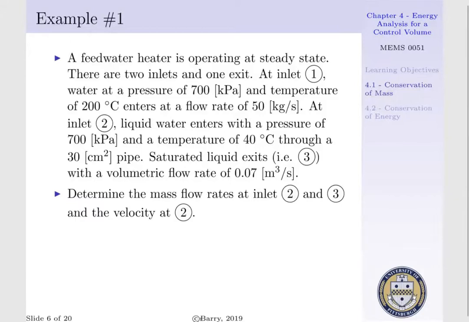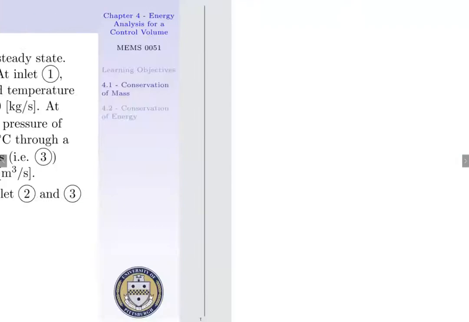At inlet 2, liquid water enters with a pressure of 700 kPa and a temperature of 40 degrees centigrade through a 30 centimeter squared pipe. At state 3, saturated liquid water exits with a volumetric flow rate of 0.07 cubic meters per second. We want to determine the mass flow rates at inlet 2 and exit 3, as well as the velocity at inlet 2. To begin, we will write down all our pertinent state variables.